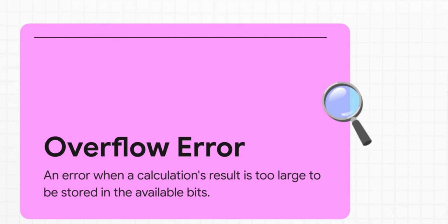But there is a catch. See, computers have a fixed amount of space to store a number. It might be 8 bits or 16 bits or 64. So what happens when the answer to a math problem is too big to fit into that designated space? Well, that's what's called an overflow error. It's like trying to pour a gallon of water into a pint glass.